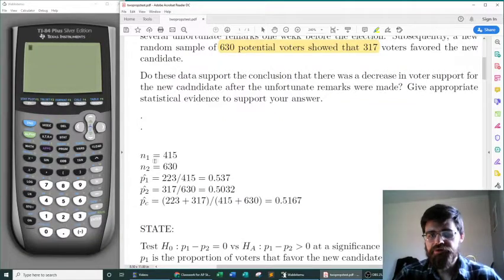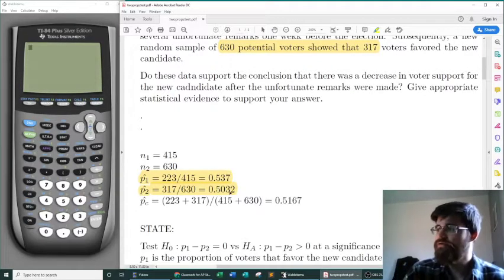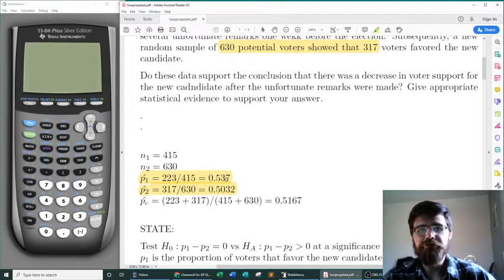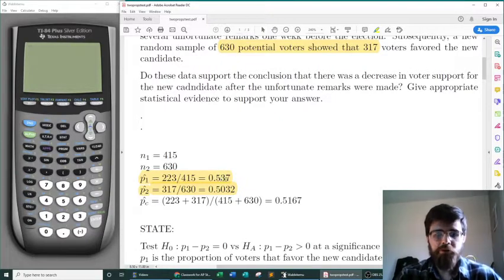The first sample was 415 people were surveyed. 223 of those preferred the new candidate. So we have a proportion of about 54%. In the second sample, we have something closer to 50% of people who favor the candidate. So we're running this campaign. We're a little bit worried that our candidate is going to lose favor. There's about a 3% drop here.